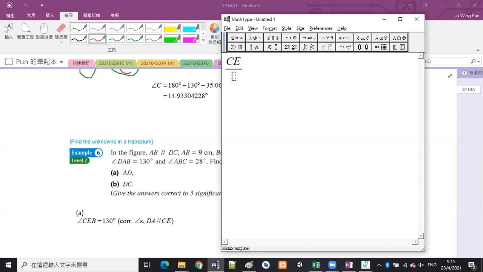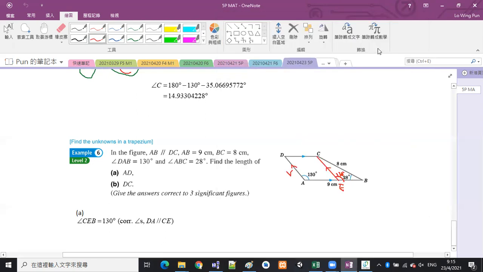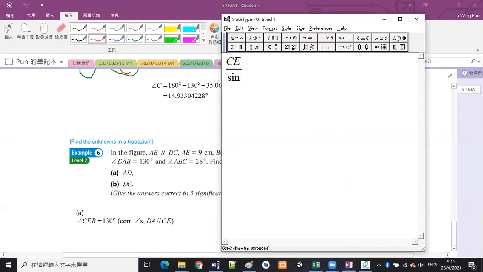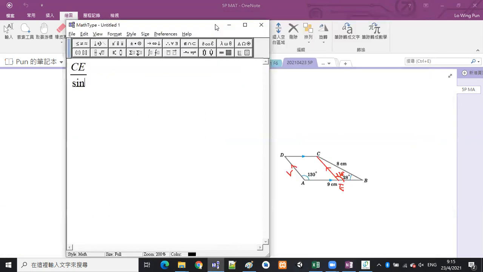CE, I want to find CE, so I need to put CE on the top left corner, divided by sine which angle? 28 degrees, right? Sine 28 degrees is equal to the other pair. The length should be 8 cm, and the angle should be sine 130 degrees. Can you follow? And then just multiply the sine 28 degrees to the right-hand side.